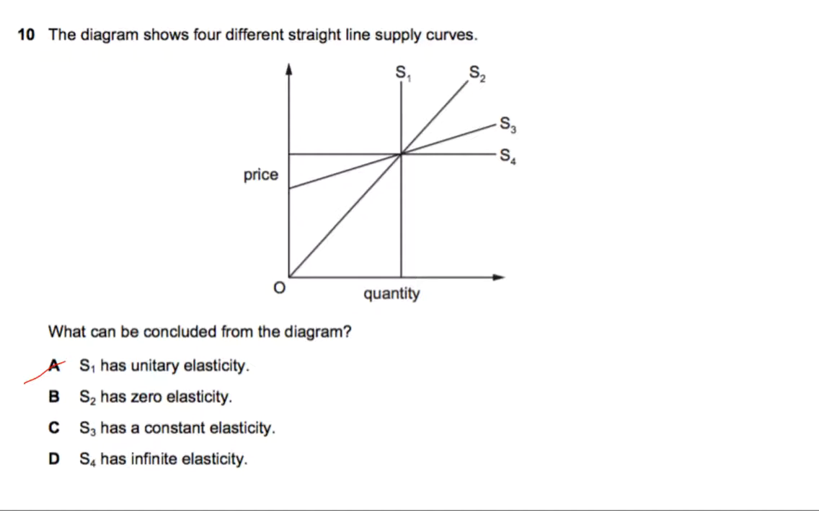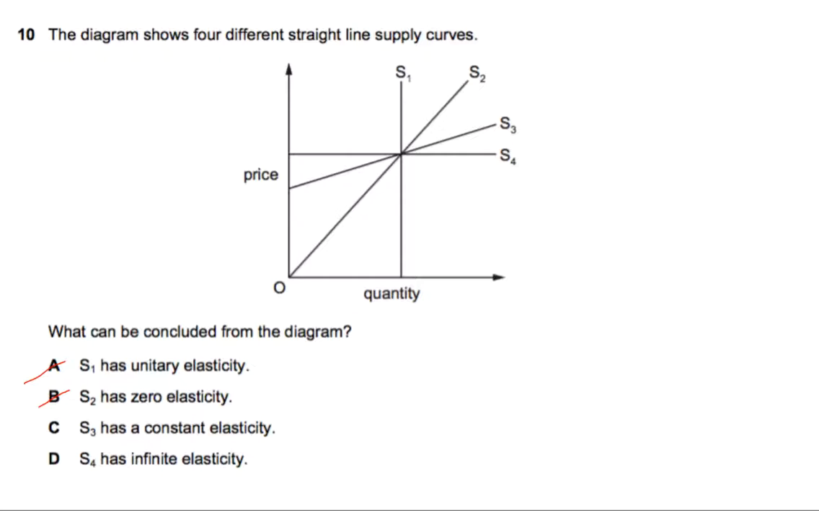Let's look at option number B. Option number B is that S2 has zero elasticity. Zero elasticity would occur when, whatever the change in the price, the quantity supplied would remain the same. Now let's look at S2. So S2 is here. We know that when the price goes from here to, let's say, here, there is a change in the quantity supplied. That means that the change in quantity supplied is not zero. So S2 does not have zero elasticity. In fact, it has non-zero elasticity. So that means that we can also rule out option number B.